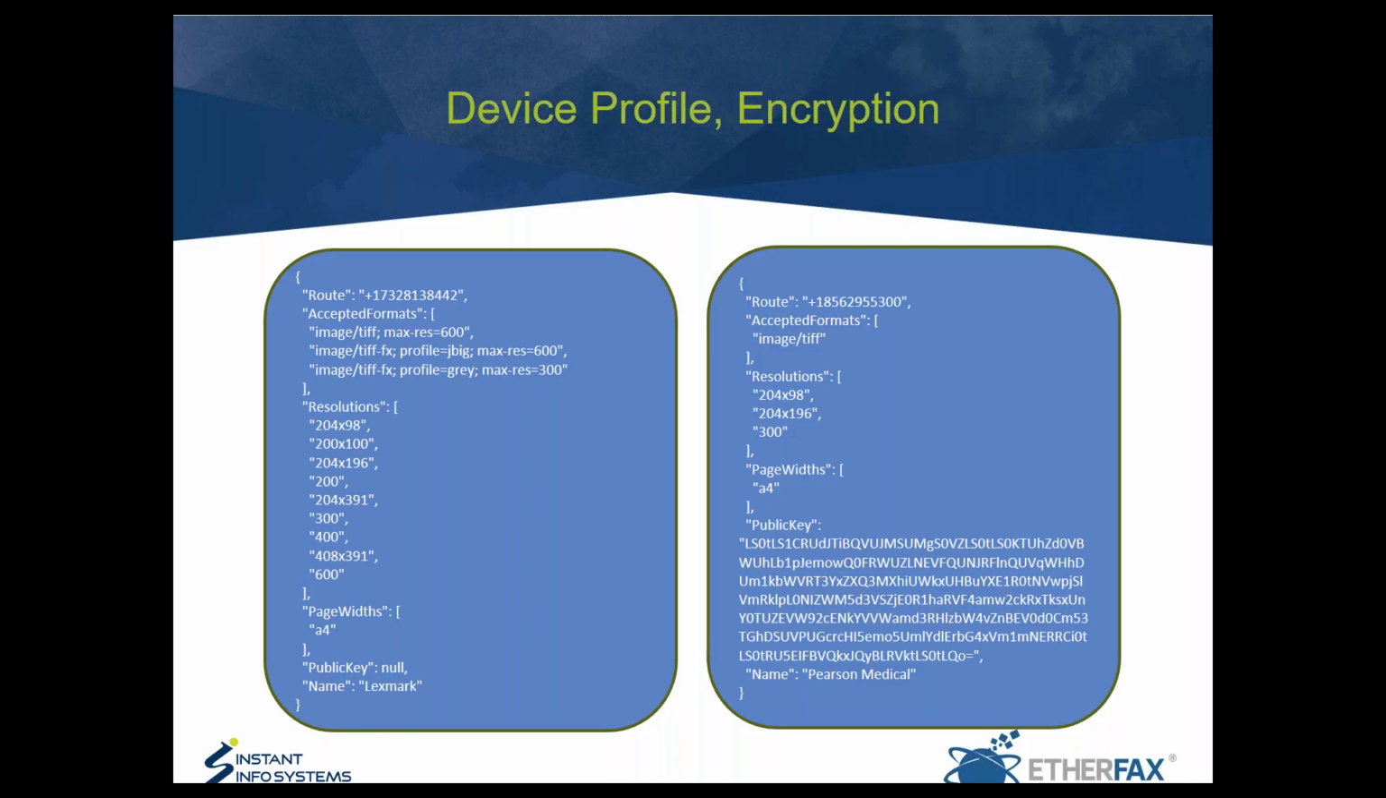On the other side here, we have a call that's going to 5300. Here are the accepted image formats. Here are the accepted page widths. Oh, and by the way, they have a public key. That means that this device can receive an end-to-end encrypted document. So send it through the secure tunnel, but let's also do message level encryption, and let's encrypt that payload. And these two devices, this all happens in real time.